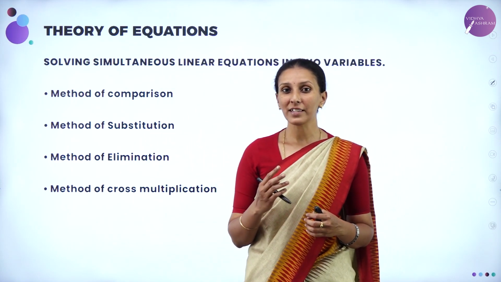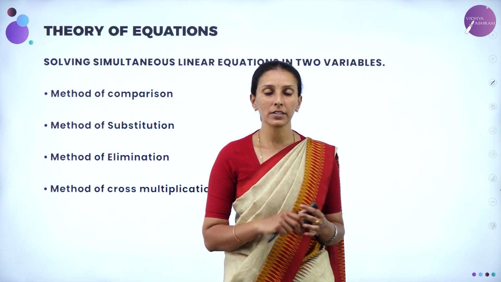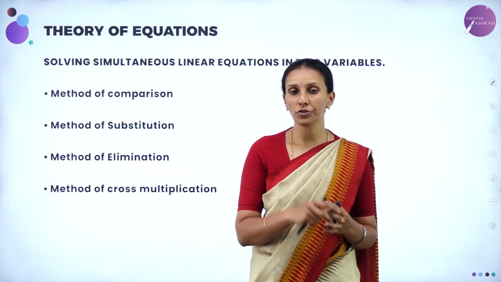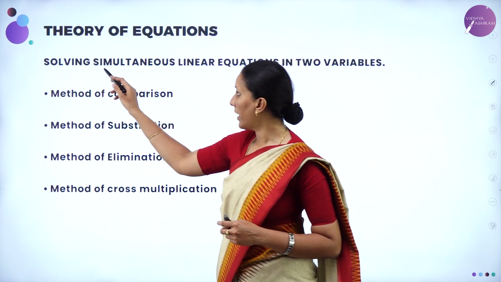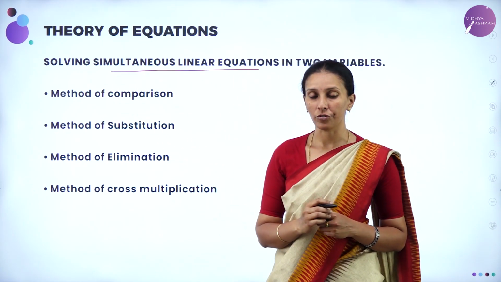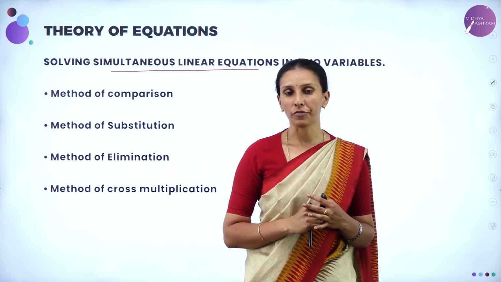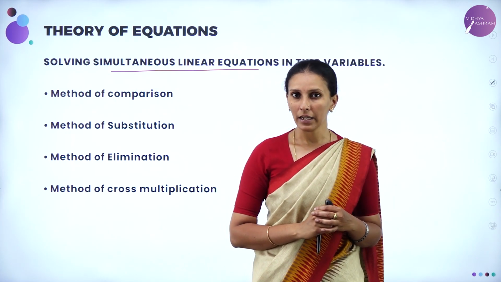Now we will be having simultaneous linear equations. That means we need to find out the solutions of the variables whenever two equations are given. So that is called simultaneous linear equations. So we have four methods of solving simultaneous linear equations.